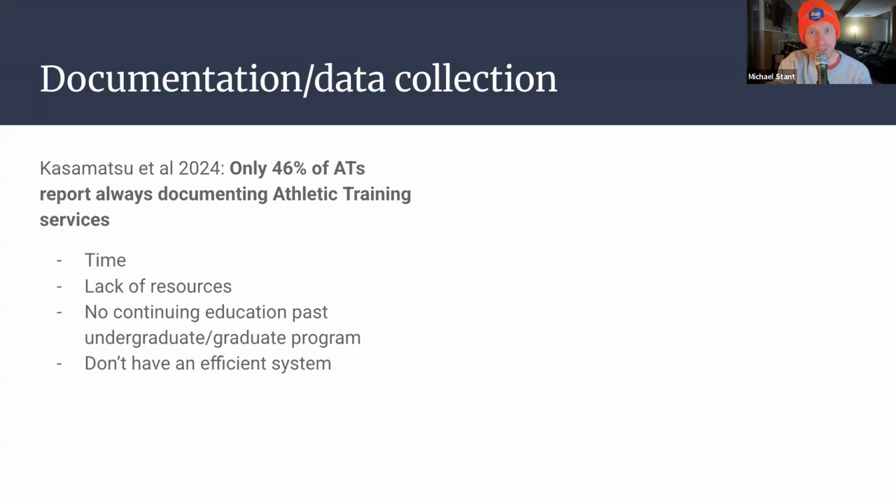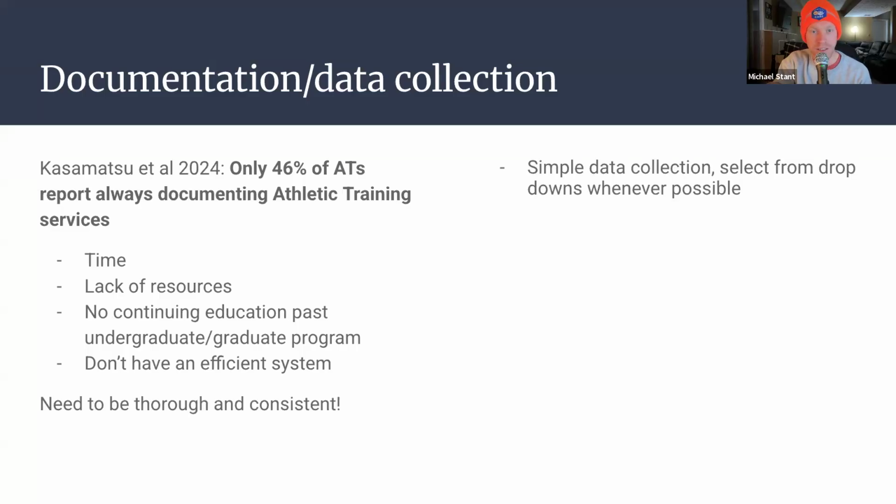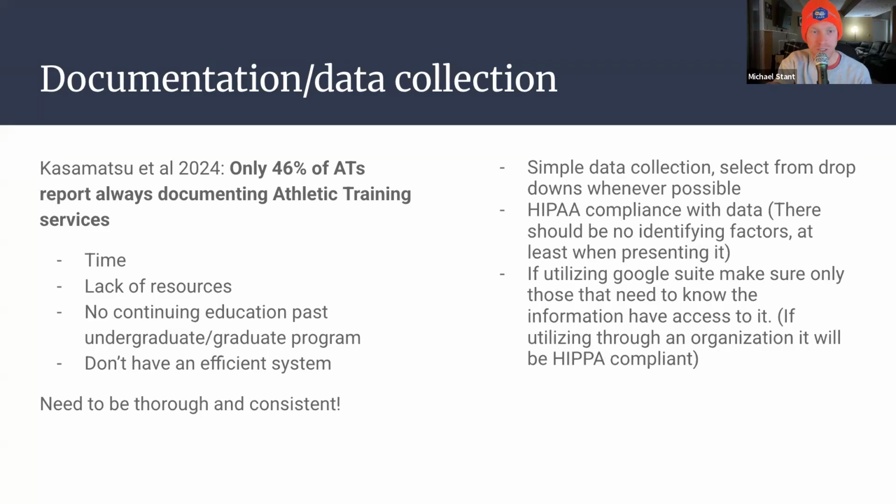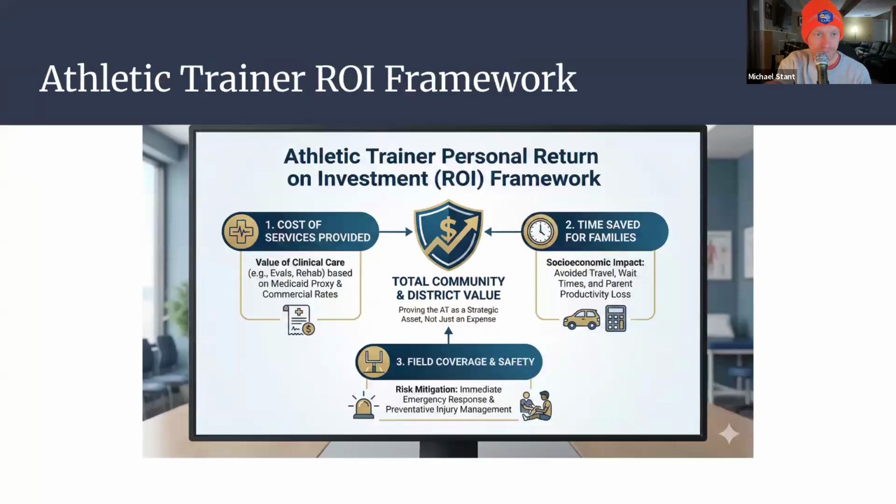A lot of people don't have an efficient system, so you have to figure out what that efficient system is for you. These are just a couple of examples. Make sure whatever you're using is HIPAA compliant. Even if you're using the Google Suite, it should be if it's through an organization, but just make sure you de-identify the data. So this is what the framework looks like for all the costs that you're providing.